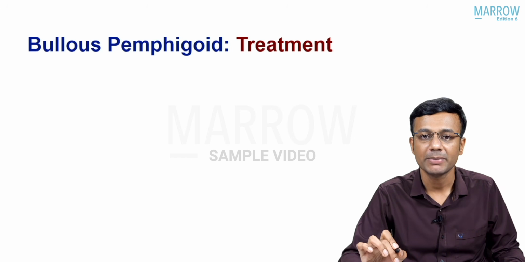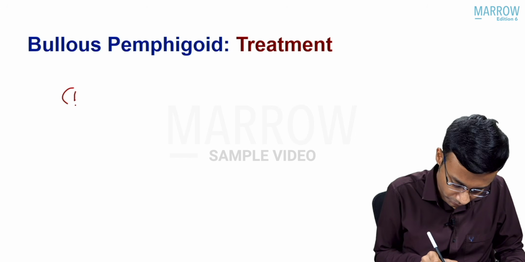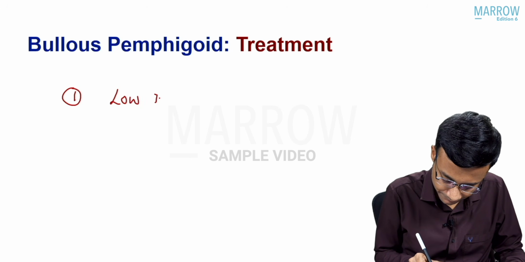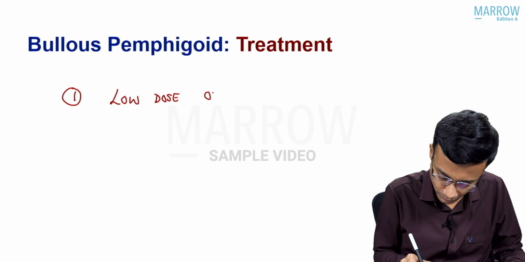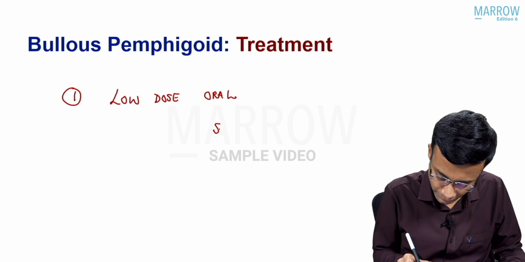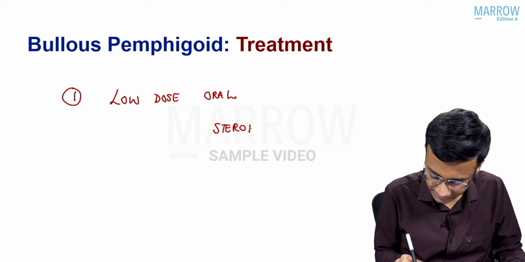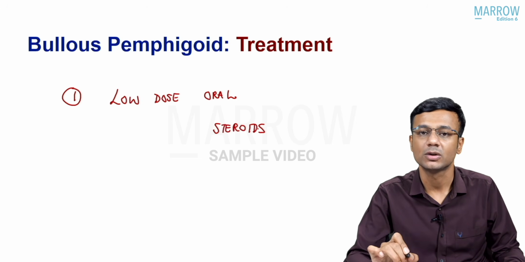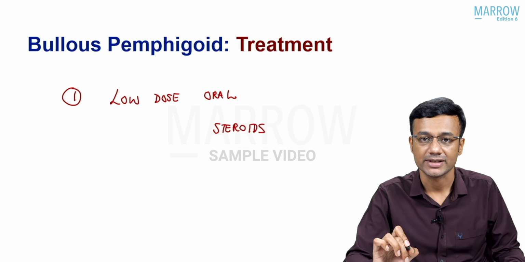Now let's go on to the treatment of bullous pemphigoid. The treatment is low dose oral steroids. Usually just one immunosuppressive suffices for this condition. It's low dose systemic steroids.